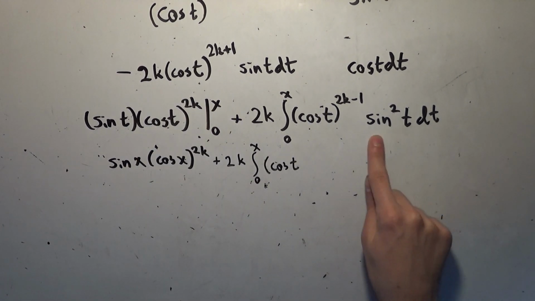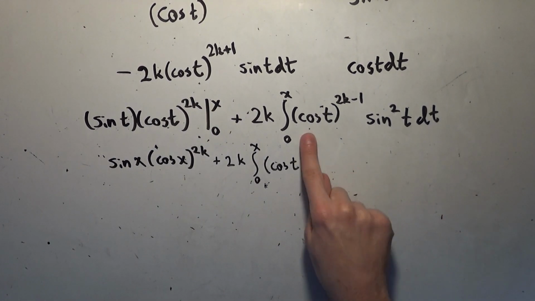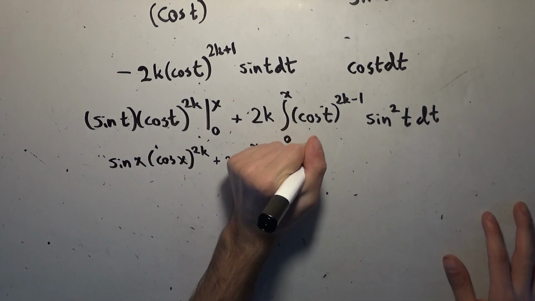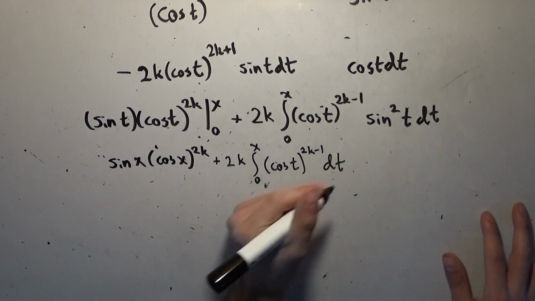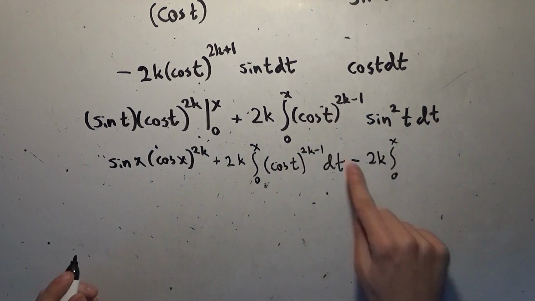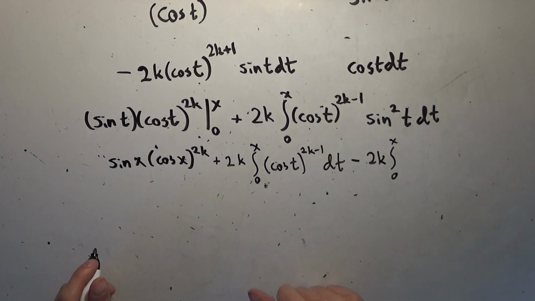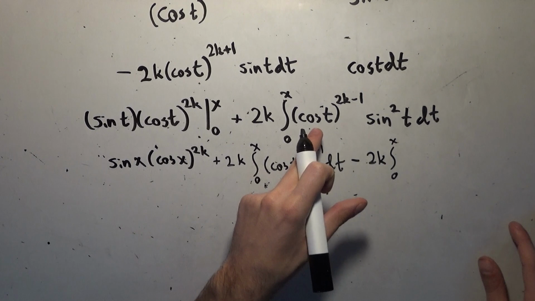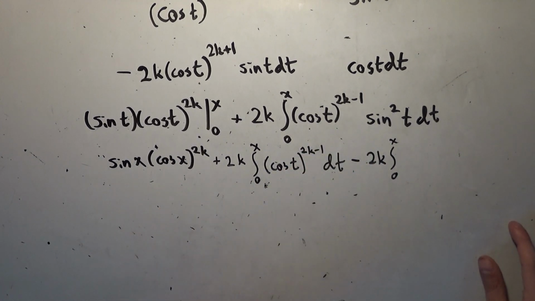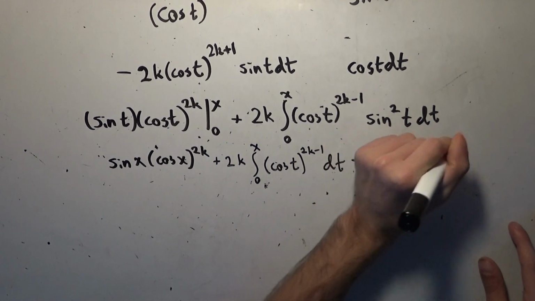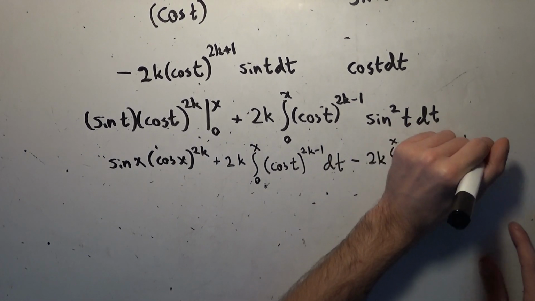So we can break this up into 1 minus cosine squared, distribute this onto those, and break that up into two different integrals. Well, it's just cosine of t to the power of 2k minus 1. And that will be the first integral. And then we're subtracting 2k times the integral from 0 to x of cosine of t to the power of 2k minus 1 times cosine squared of t, because remember, sine squared of t is 1 minus cosine squared. So cosine of t to the power of 2k minus 1 times cosine squared will increase the power by 2, so we get cosine of t to the power of 2k plus 1 dt.